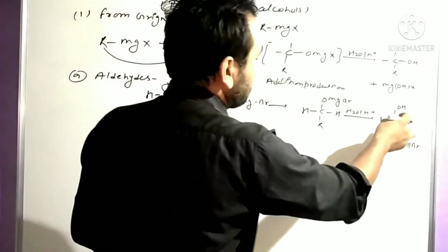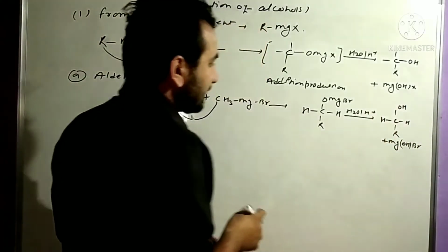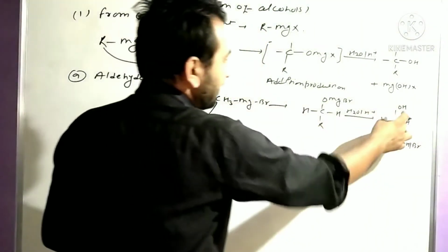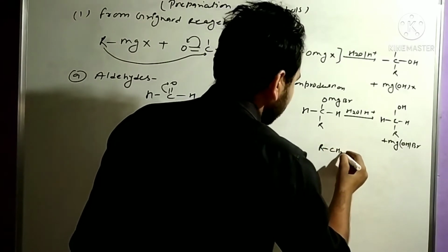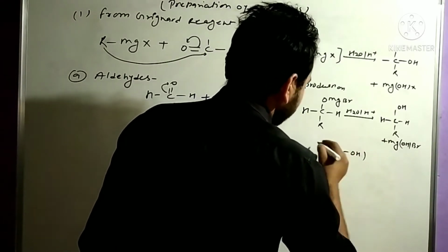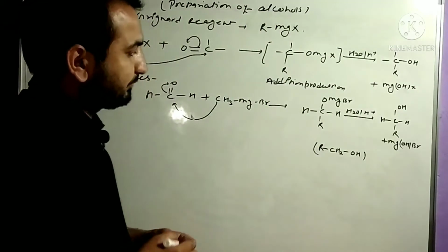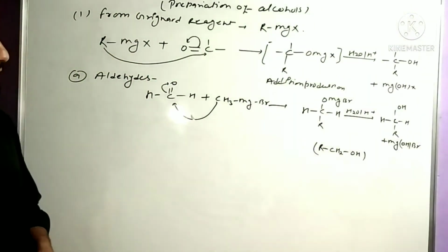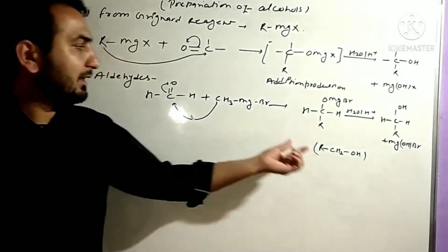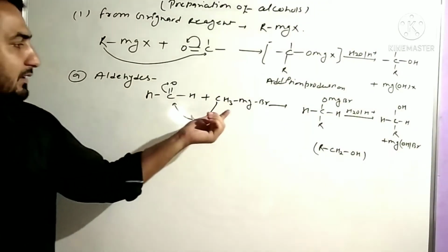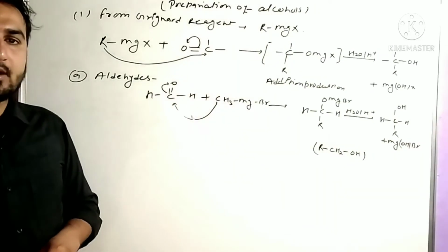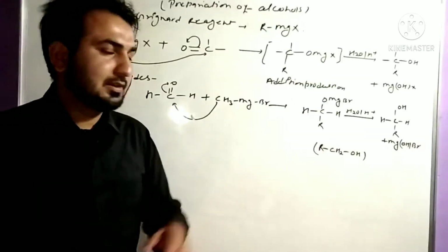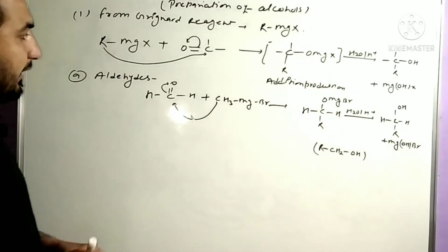When you write this compound in a proper manner, it equals R CH2OH, which is your alcohol. So when formaldehyde reacts with this, one CH3 group attacks and forms one alcohol. Clear?